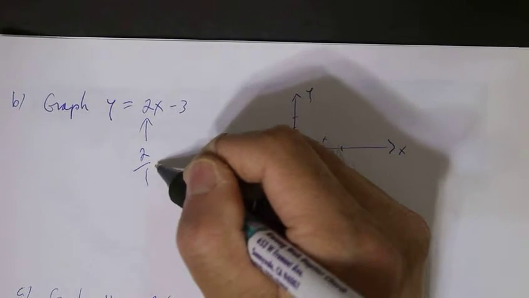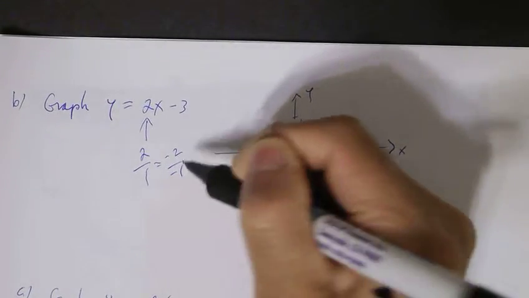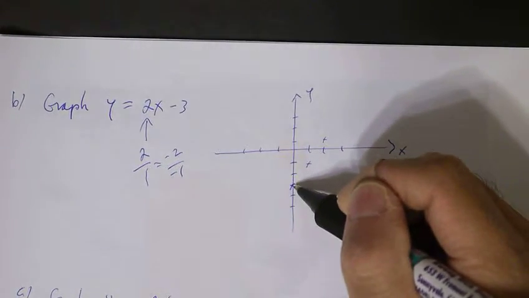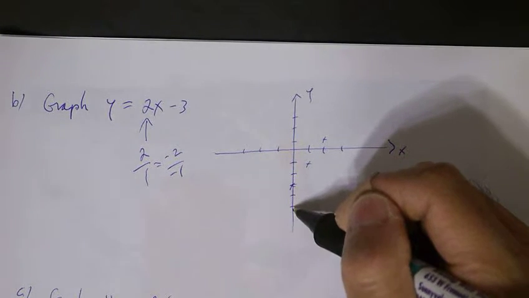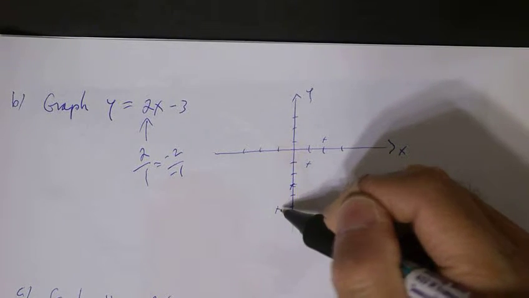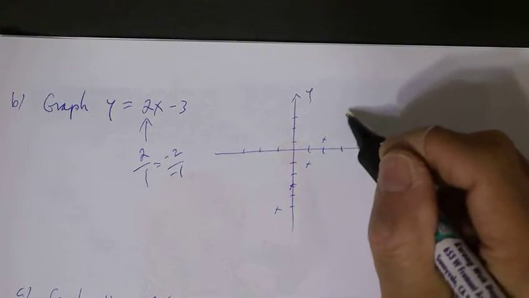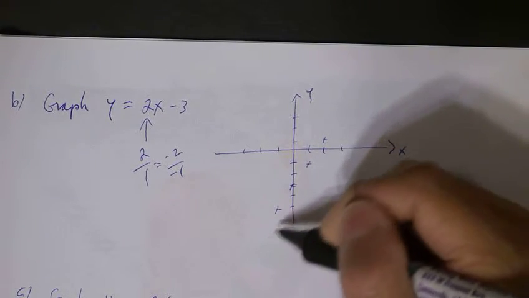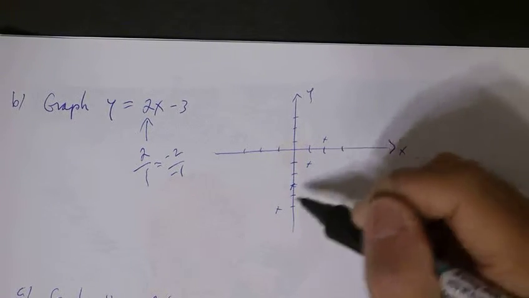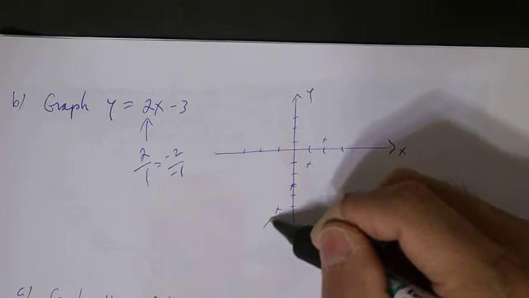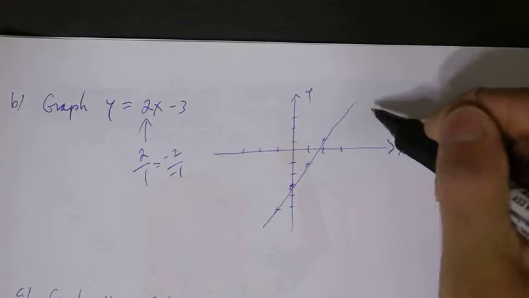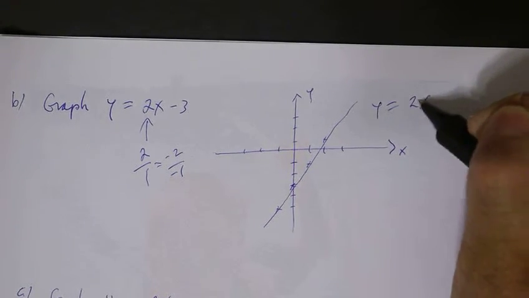And because 2 over 1 is the same as minus 2 over minus 1, I may go down. From the y-intercept minus 3, I may go down 2 units, move to the left by 1, and so on. Go down 2 units, move to the left by 1, and so on. So now you have 4 points. That's more than enough to connect all the dots. As you can see, if you connect all the dots, you have a rough sketch of y equal to 2x minus 3.